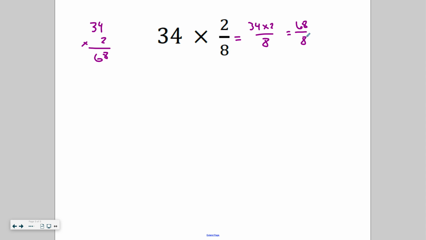So 68 eighths, now this is where we have to convert this improper fraction into a mixed number. So we can try both ways. So let's first divide. 68 divided by 8. So I have to think, how many times can 8 go into 68?